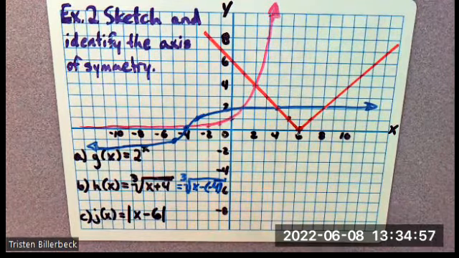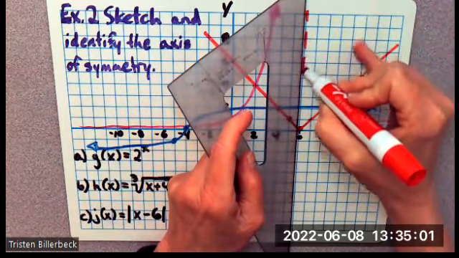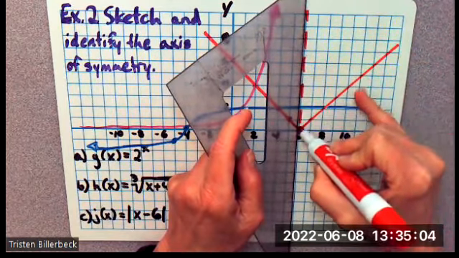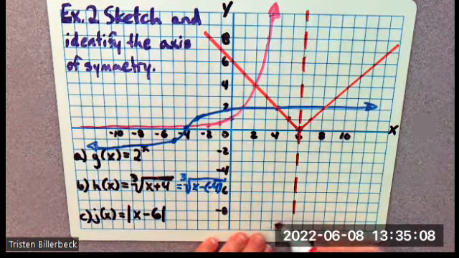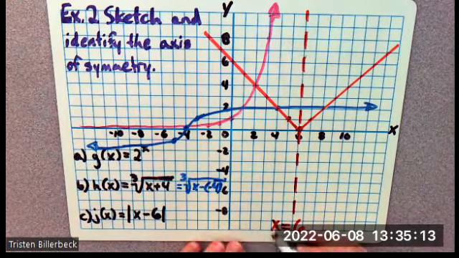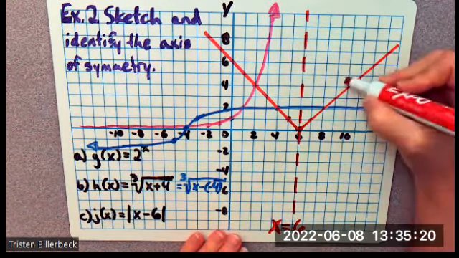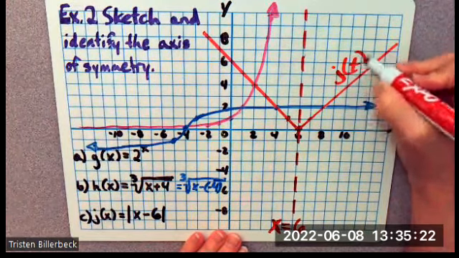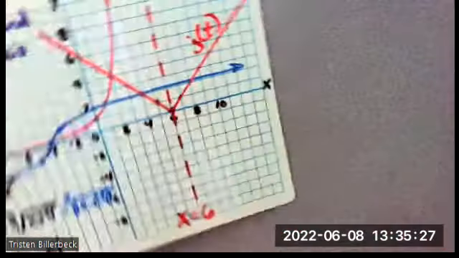Okay, this does have an axis of symmetry right here. And it is the only one of these that has an axis of symmetry. This axis of symmetry is at x equals 6. All right, and so that's the only one we have, and that would be the j of x. It's the only one with an axis of symmetry. All right, let's take a look at the next problem.